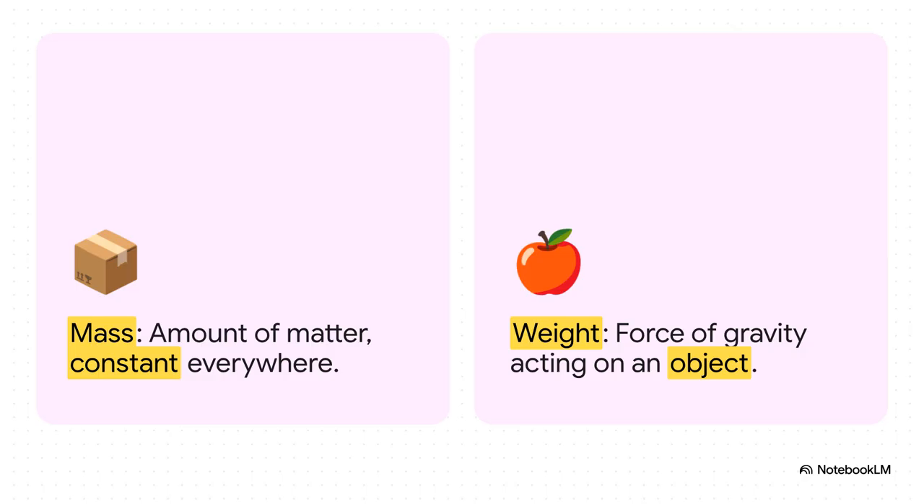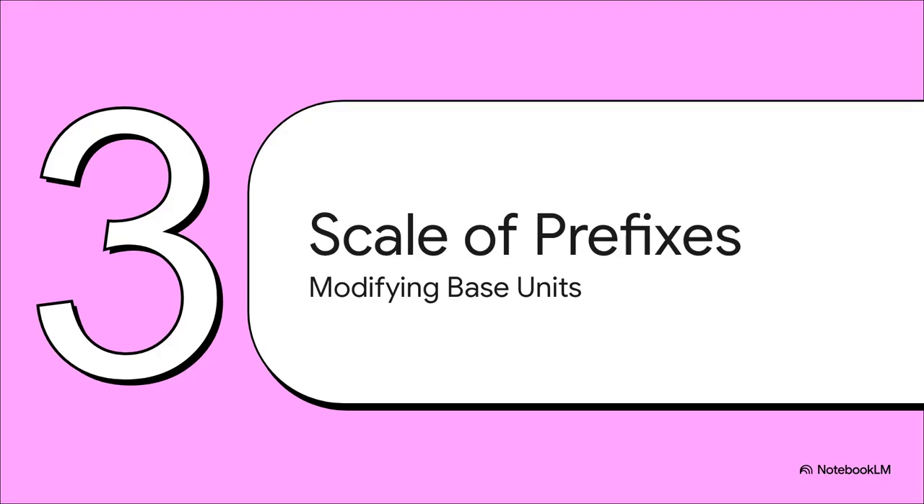Imagine taking a journey out into space. If an astronaut travels to the moon, her mass, the actual physical amount of matter making up her body, stays exactly the same. So space travel is a fantastic weight loss plan, but a terrible mass loss plan. Because the moon's gravity is only about 1/6 as strong as Earth's, her weight drops dramatically, even though her mass hasn't changed one bit. All right, Part 3, the scale of prefixes.